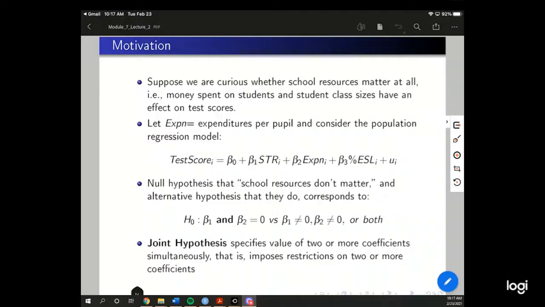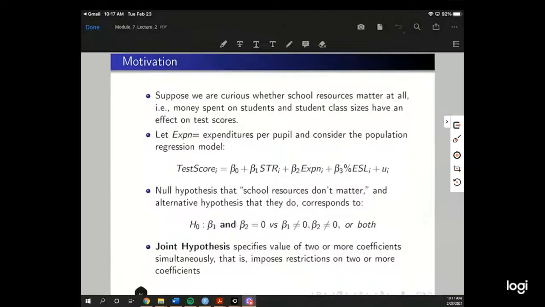So let's let expenditures per pupil, EXPN, equal expenditures per pupil, and consider the population regression model. We have test scores as a function of student-teacher ratios, the expenditures per pupil, and percent ESL. So the question we want to know is whether or not school resources matter at all. And we're defining school resources as these two things here, the expenditures per pupil and student-teacher ratio, or class sizes.